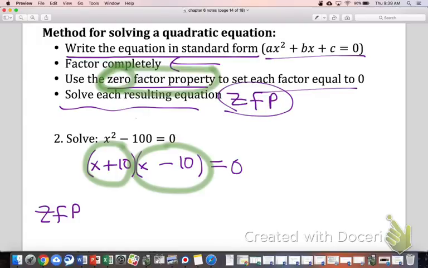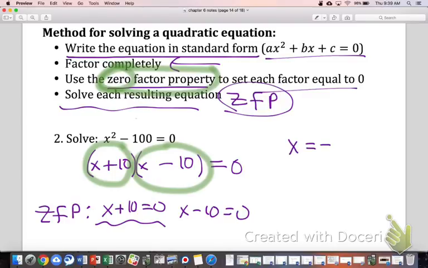So here's how you would proceed using that. Zero factor property would tell us to set the first factor equal to 0, and to set the second factor equal to 0. And the final step is to solve each resulting equation. So what would I need to do to solve this one right here? Subtract 10, yeah. So my first answer would be x equals negative 10.